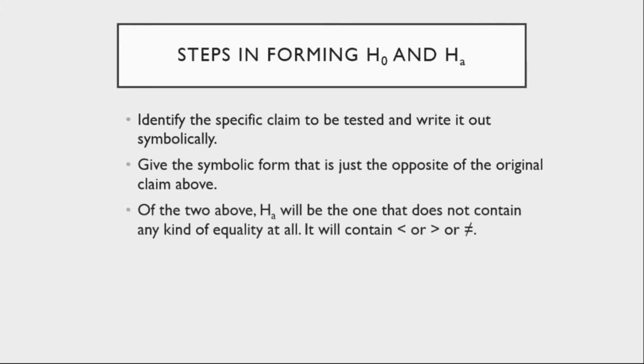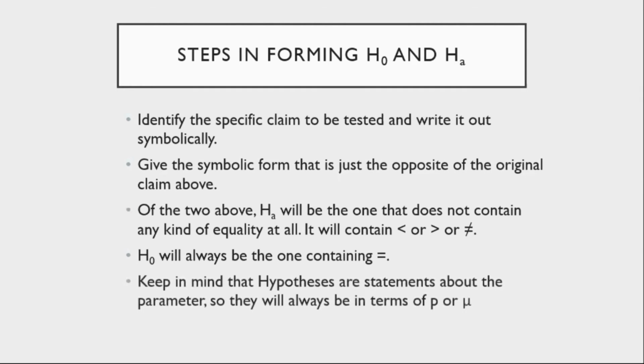Of the two above, the alternative will be the one that does not contain a greater than or equal to, less than or equal to, or equal sign, right? The alternative hypothesis will have no equality in it. The null hypothesis will always contain a statement of equality. The last thing I want to note here is that, again, hypotheses are statements about parameters. So they will be statements about the population proportion or the population mean.